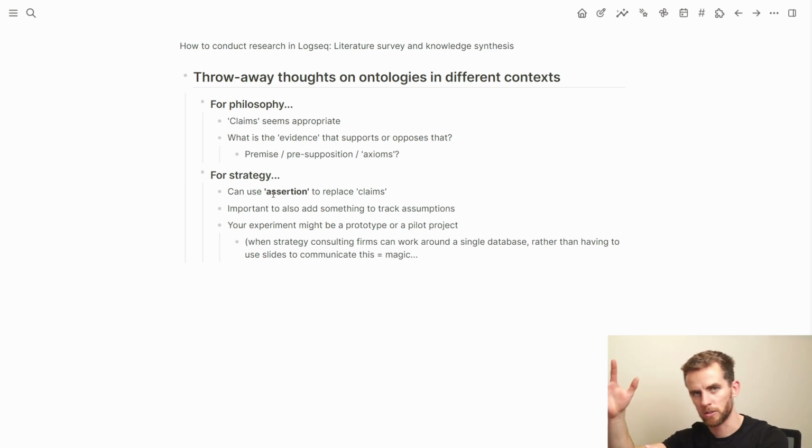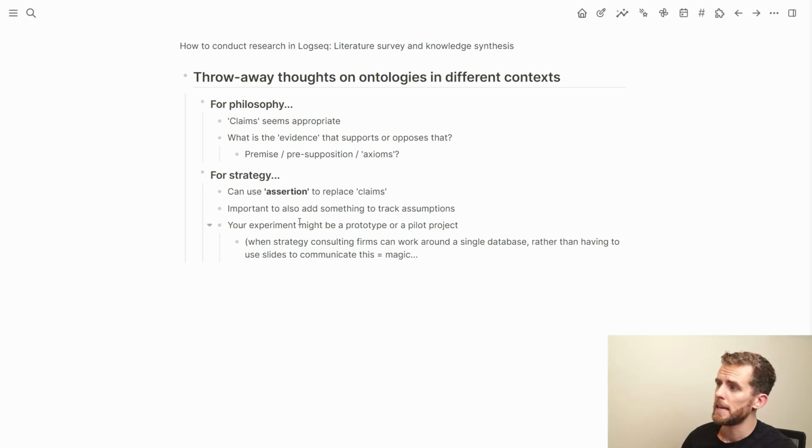So you can work by assertions and then again define some sort of results or hypothesis. Something that might be important to track is adding assumptions. And your experiments in this case might be like a prototype or a pilot project, and you get results from that that feed into your assertions and say, okay, cool, that was not working the way that we thought, we need to change direction. So it's all about this creative knowledge work approach and defining ontologies for that.